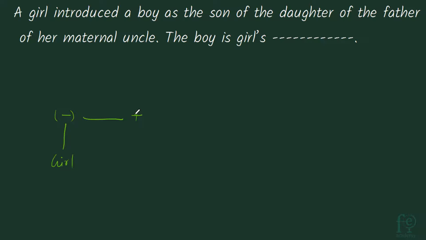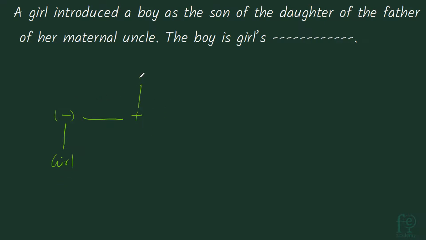Maternal aunt means mother's sister. Likewise, paternal uncle means father's brother. So likewise, questions can also come. You have to be very familiar with these kinds of words. So maternal uncle is girl's mother's brother. So mother and brother are siblings, so horizontal line, and mother-daughter relationship is represented by the vertical line. Horizontal line means on the same generation, and vertical lines are representing different generations. Now father of her maternal uncle.